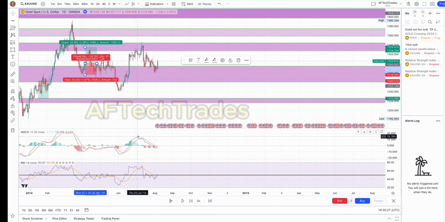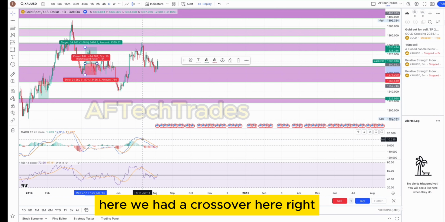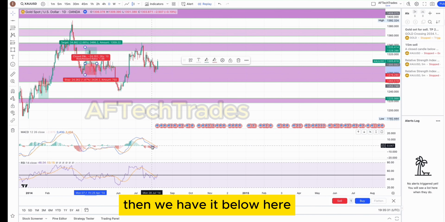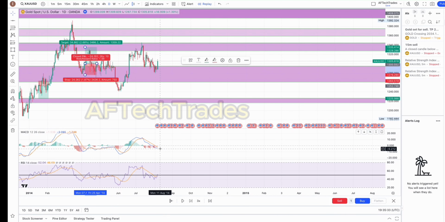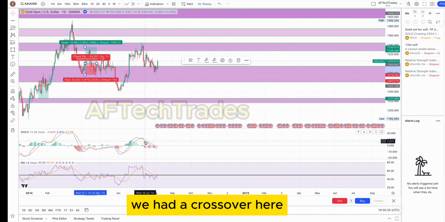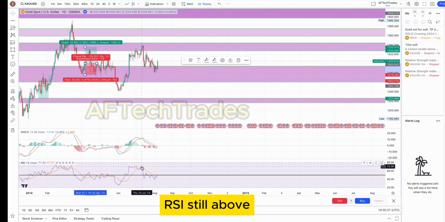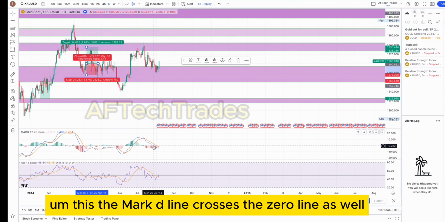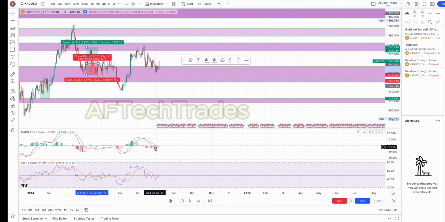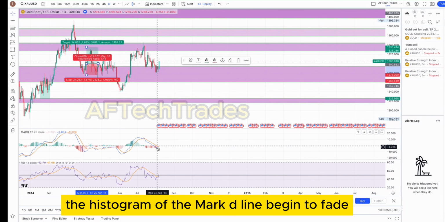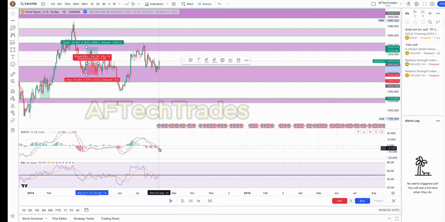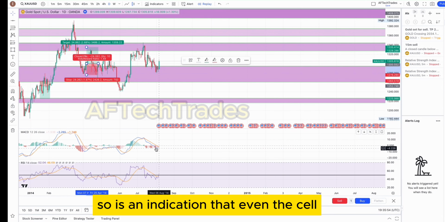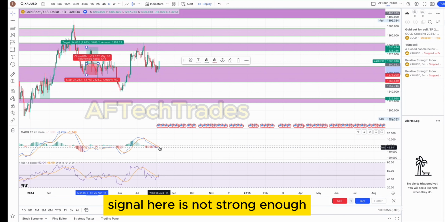But as it's playing along, stop. Here we had a crossover here, right? Then we have it below here. Unfortunately, we had the crossover here. RSI is still above. RSI fell below here. The MACD line crosses the 0 line as well. Unfortunately, the histogram of the MACD line begins to fade. So it's an indication that even the sell signal here is not strong enough.